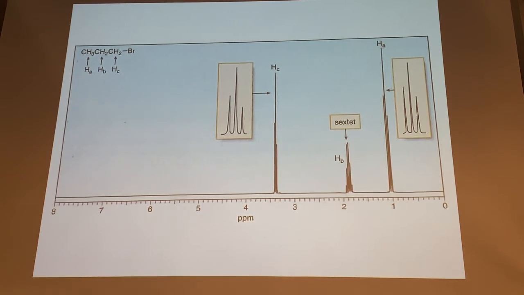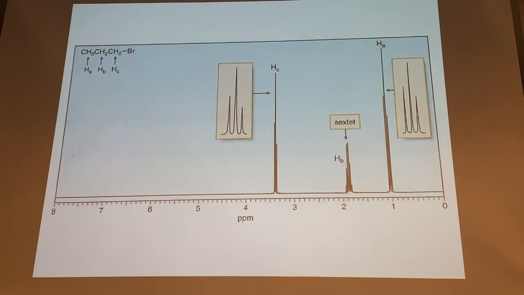Then you can tell how many neighbors they have. If you see a triplet, you do the minus rule, right? Take away 1 for the multiplicity, it must have what? 2 neighbors, okay? So that n+1 rule works both ways. To see the multiplicity, we add the 1 to the neighbors. To know how many hydrogens we have, you take it away, okay? See how that works? And then what about HB?